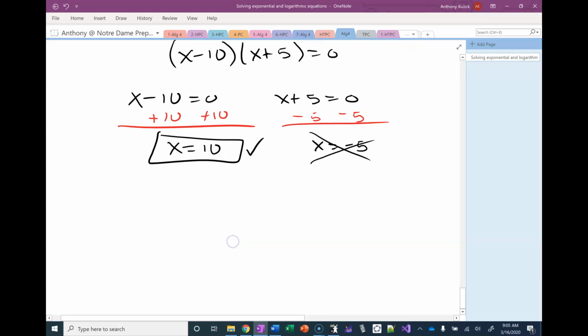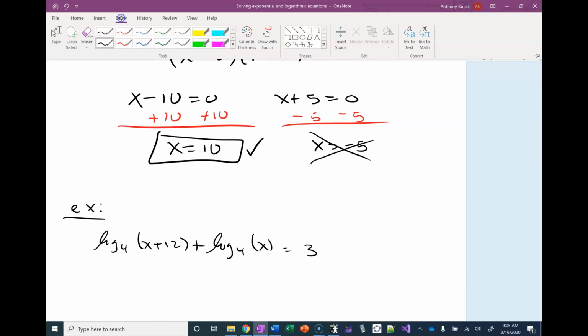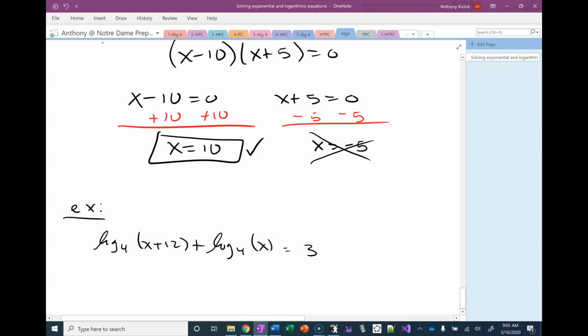Let's do one more example of this before we finish. So let's say we have log base 4 of x plus log base 4 of x plus 12 equals 3. So again, the first step that I want to do is condense the left-hand side into a single logarithm. So I'll use the product property for logarithms to rewrite this as log base 4 of x times x plus 12 equals 3.